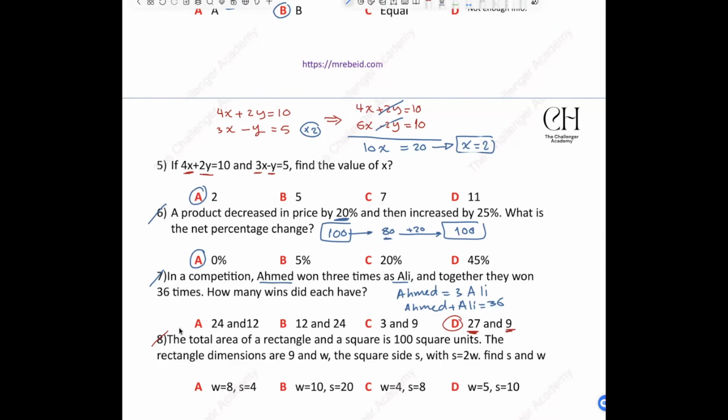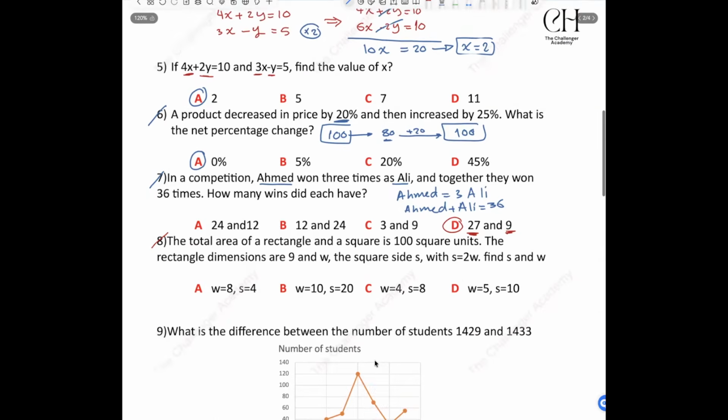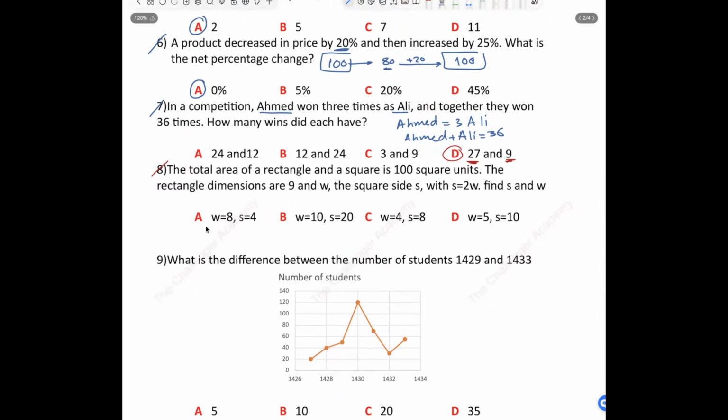Let's move to question 8. The total area of a rectangle and a square is 100. The rectangle dimensions are 9 and W. The square's side is S, with S equal to double the width. Find S and W. In this question, we have the area of the rectangle plus the area of the square. Their sum together equals 100. And the dimensions of the rectangle: this is the length, which is 9, and this is the width.